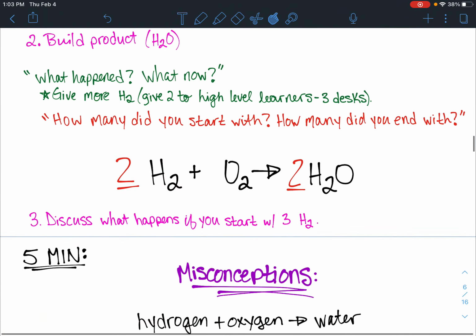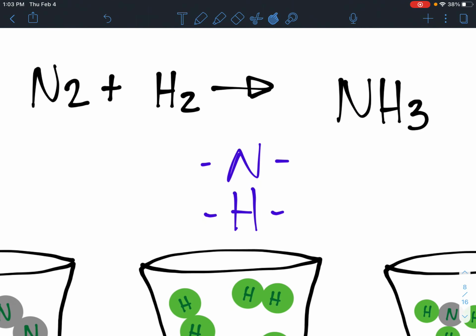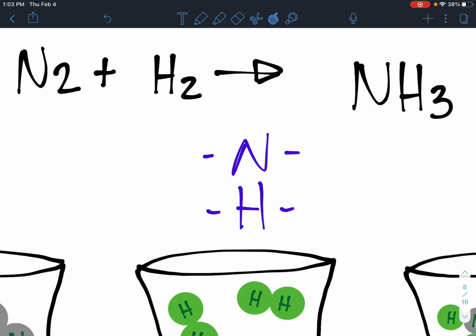I'm going to work through a couple more examples. If we take a look at this one, we have N2 plus H2 yields NH3. I'll show you guys a different method of thinking about this. What we can do is list out each of the elements that are on each side of the equation. So in this particular equation, we have nitrogens and hydrogens involved.